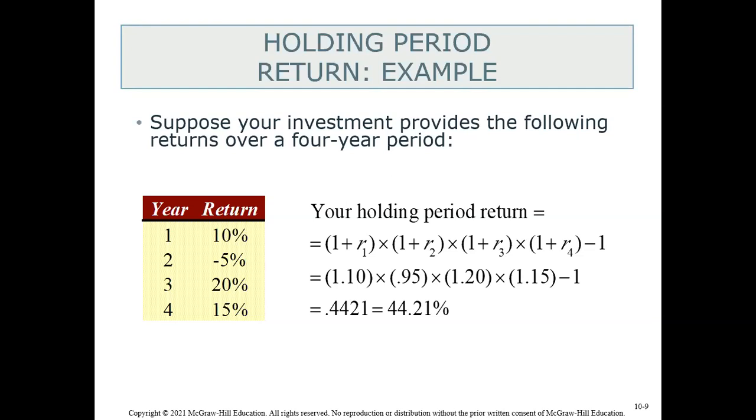So you would need to know those returns for those different years. Multiply those all out, you'll get 1.4421, subtract 1. So your return would be 44.21% overall for that 4-year period. So that's the return overall for that 4-year period.